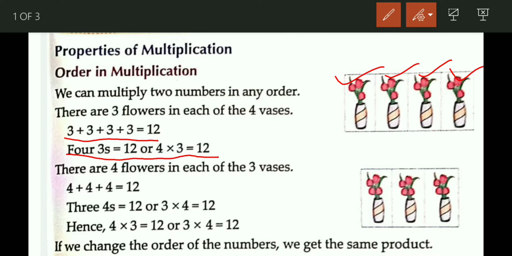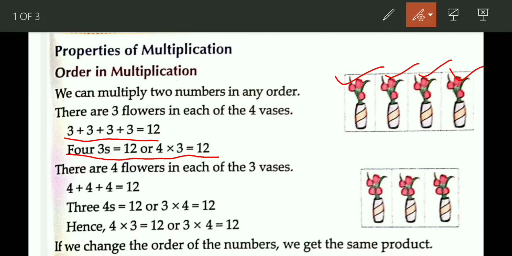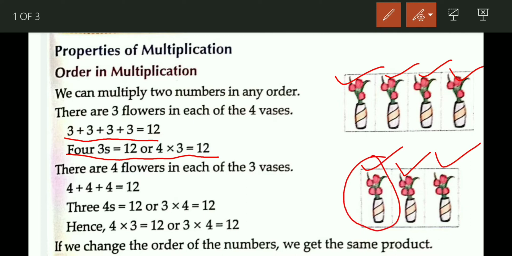All right. So here it is 4 into 3. The first order we write is 4 into 3. Now let us see the next one is 3 into 4. Okay. We have to show whether it's the same or not. So here in the second one, there are 4 flowers in each of the 3 vases. Do you see these 3 vases here? Let me show you. 1, 2, 3. And in each vase, how many flowers are there? Count the flowers. 1, 2, 3, 4. So in each vase, there are 4 flowers.